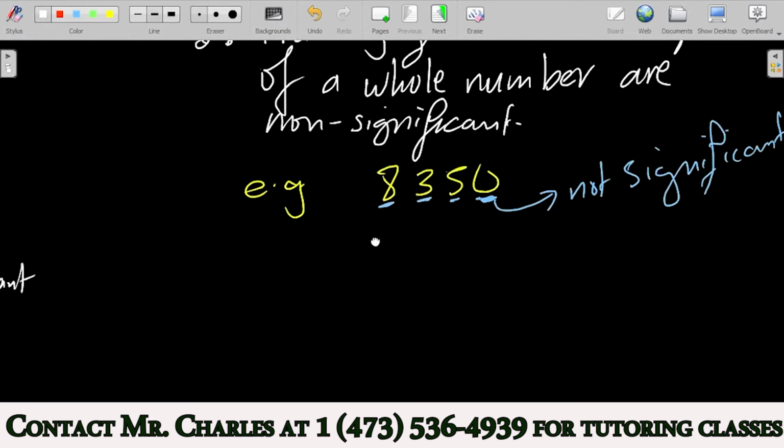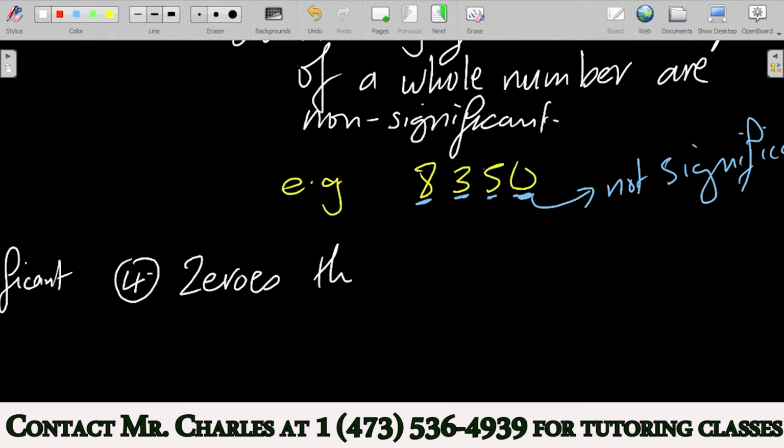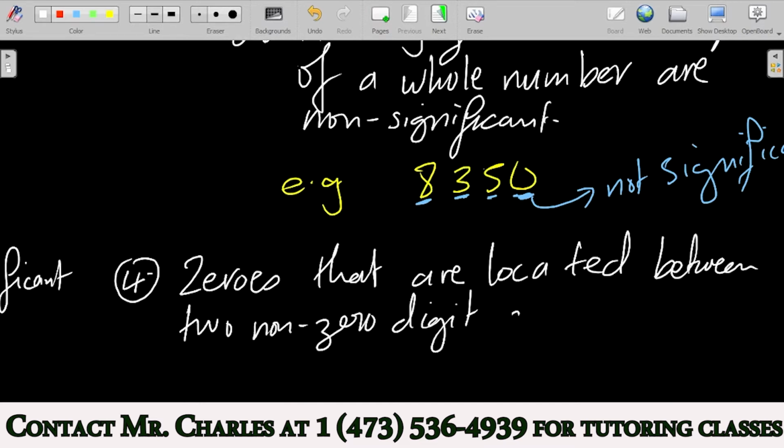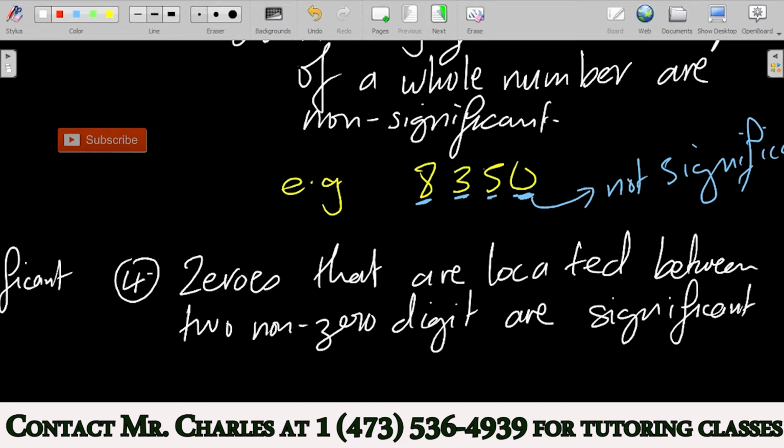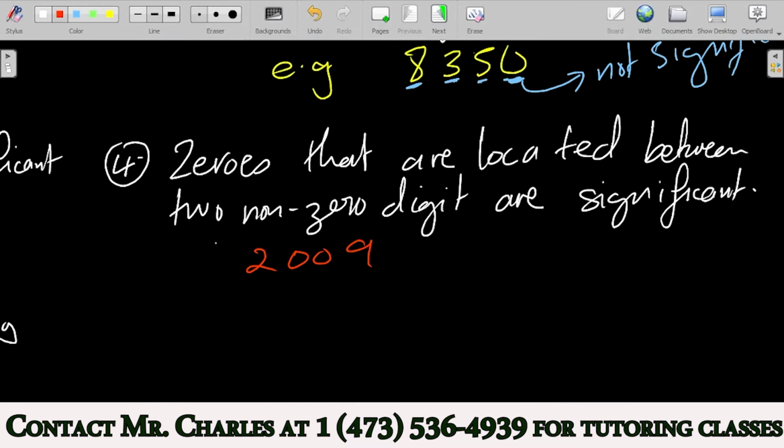Another rule you should know: zeros that are located between two non-zero digits are significant. So an example of that would be if you have, let's say, 2009. Okay, let's make the number larger. I'll put two other zeros here. So that would be 200,900. Of course, the first significant digit here is the 2. The 9 is also significant. These zeros here are not significant.